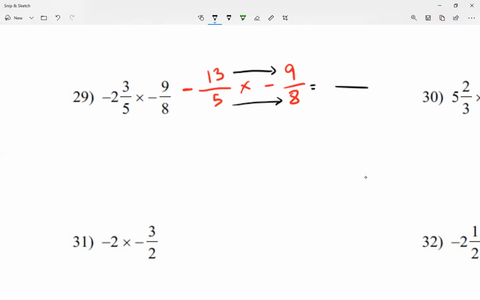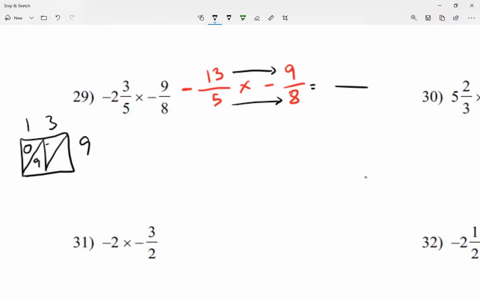13 times 9. Remember, we learned how to multiply. In this case, let me go 2 by 1. 13 times 9. I know 1 times 9, 3 times 9. So this gives me 117. Now 5 times 8 is 40. Sign-wise, a negative times a negative is positive. All right, so I have 117 over 40.